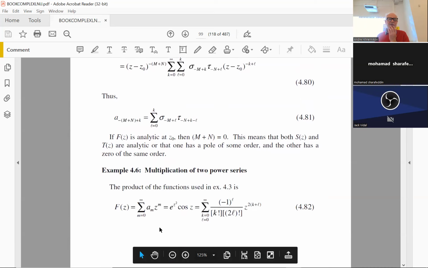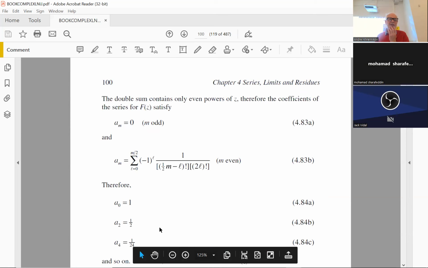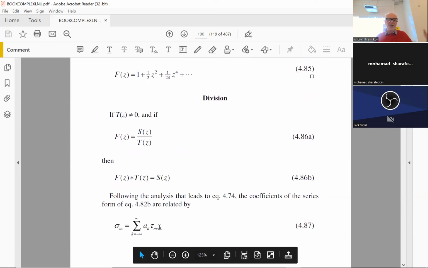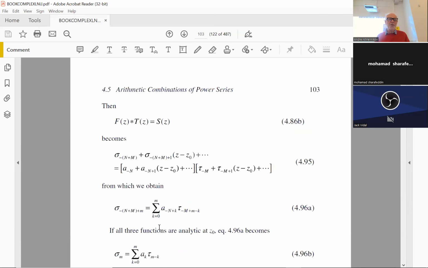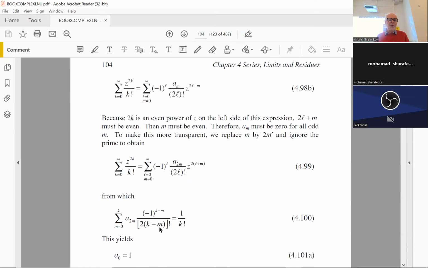Division, multiplication of two power series: you can multiply them, open brackets and so on, and then collect everybody with the same degree. A division is more complicated. We shall not do this.